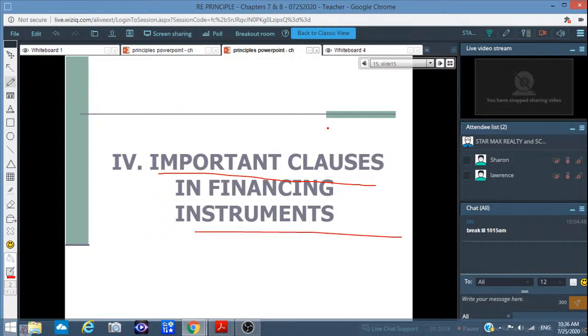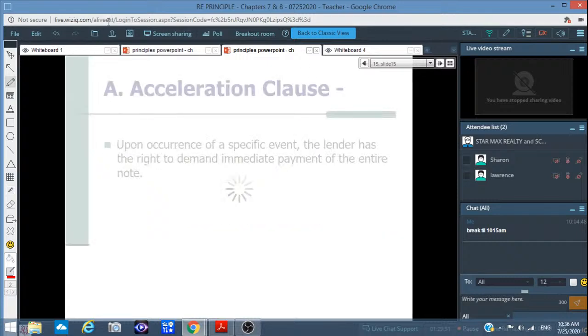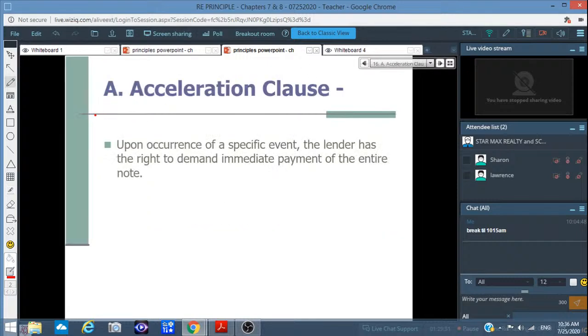Okay, important clauses in financing instruments. 其他的条件在这个借款书里面。Acceleration clause, what is that? 加速还钱。Upon occurrence of a specific event, 有一些条件, the lender has the right to demand immediate payment of the entire note. 银行可以要求你马上付清这个贷款。比如说你卖掉房子了。For example, you sold a house.